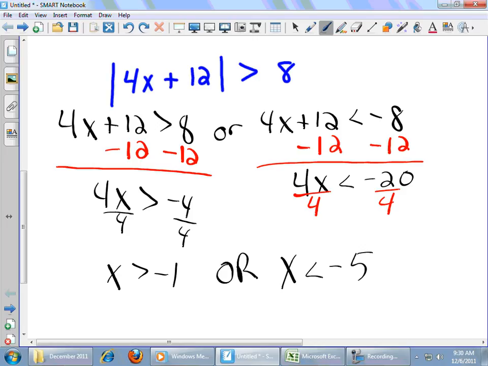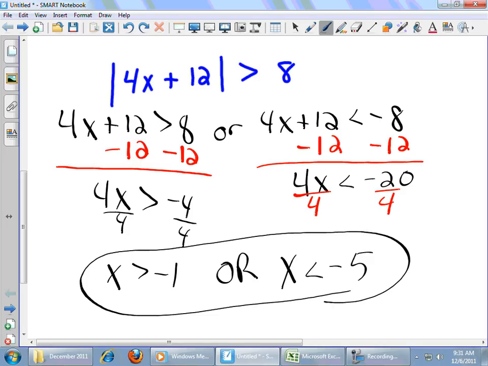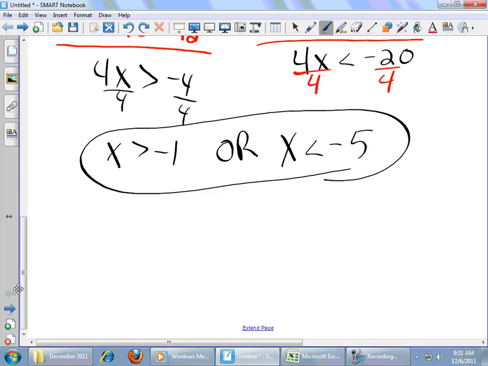Or needs to be in my solution. It's one of these two. If we were playing a game and you win if you get a number greater than negative 1 or a number less than negative 5, you lose if you get a number between them. So the or needs to be in there.